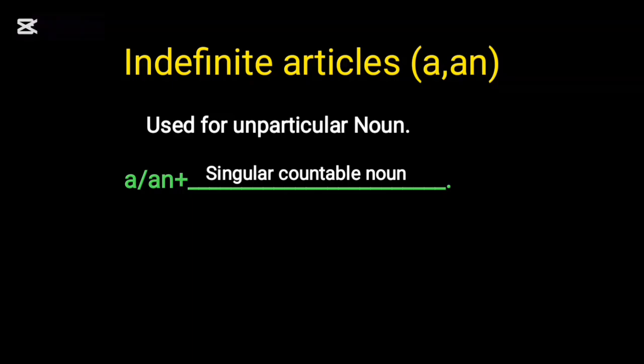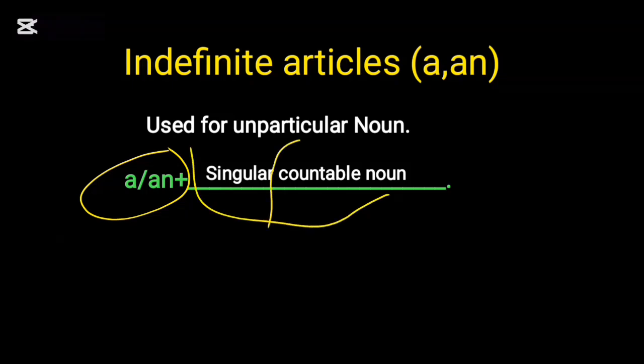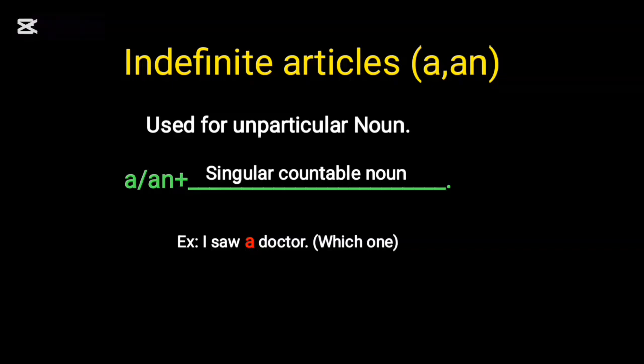Okay, keep in mind that this structure is very important. First of all we should use a, and second, the noun should be singular and countable as well. If the noun is not singular, then we cannot use them. If it is not countable, then we cannot use them. This is very related to each other.